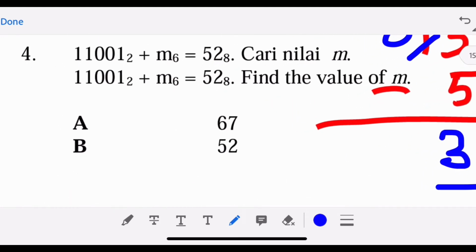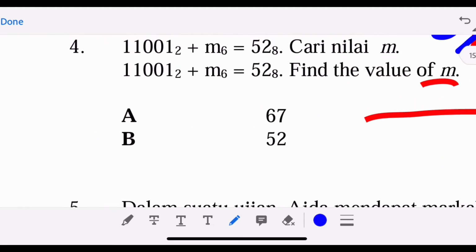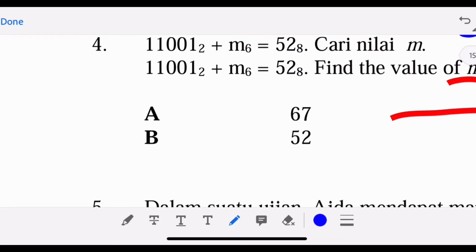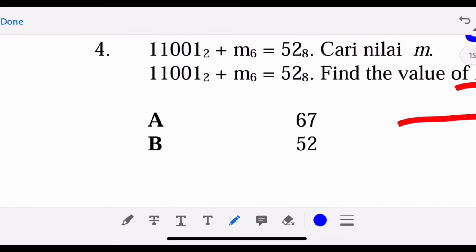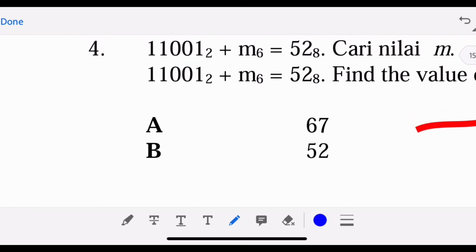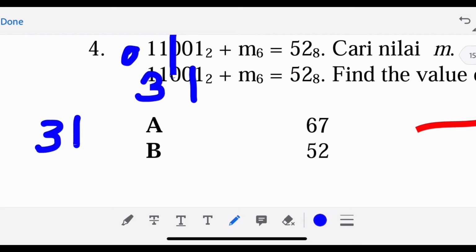Okay, for this one, it's a bit confusing. Actually, your calculator can do it directly, but I try not to use a calculator. As I mentioned to you, I can convert all to base 10 also. But before that, I can convert to base 8 first. This one, 001 is 1. This is 011. 011 is 3 if you remember the shortcut. Can you remember the shortcut? So I have 31 base 8.